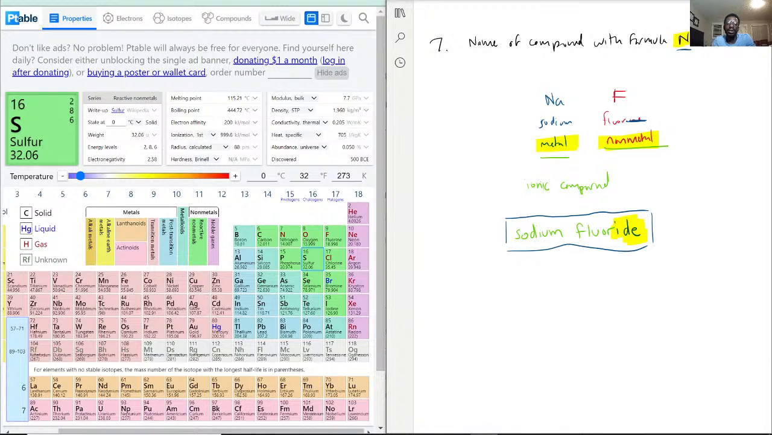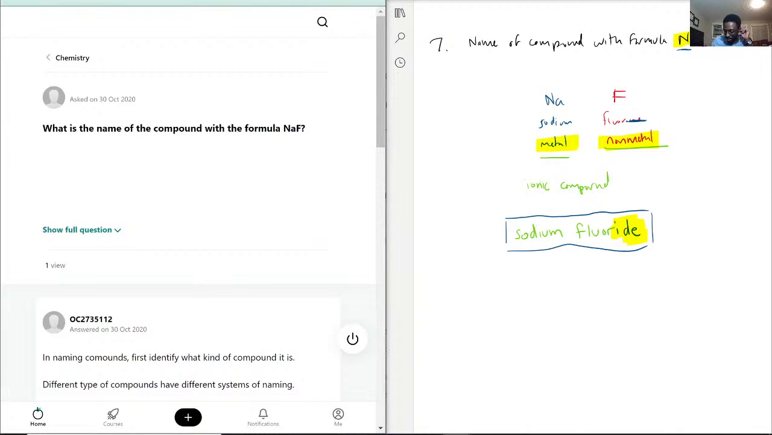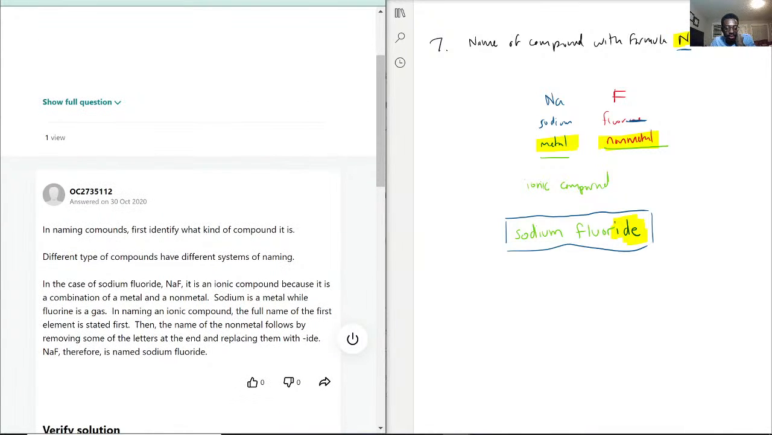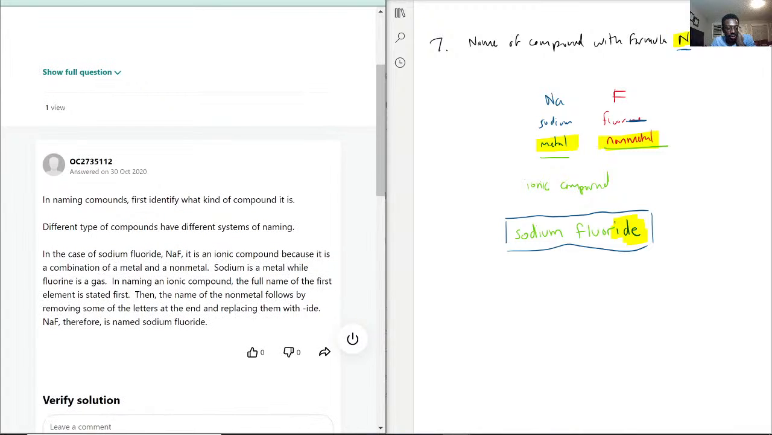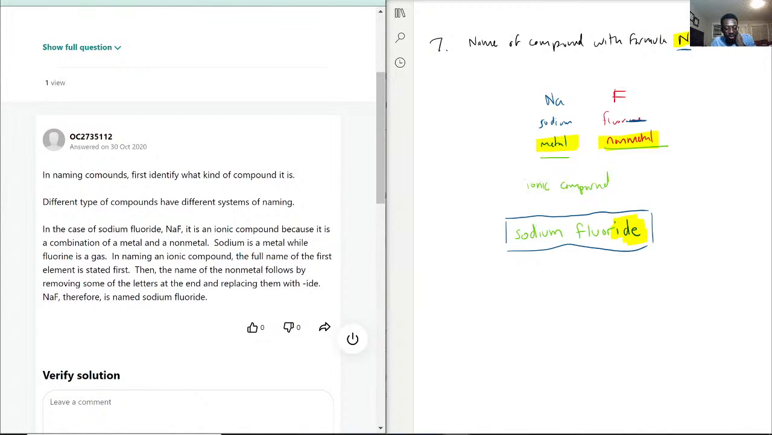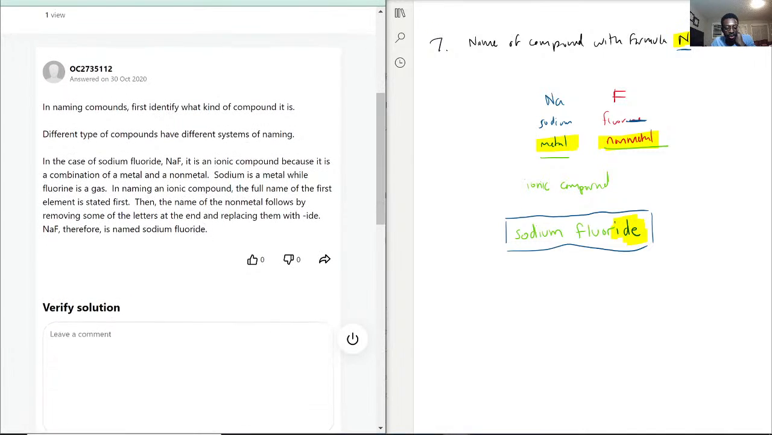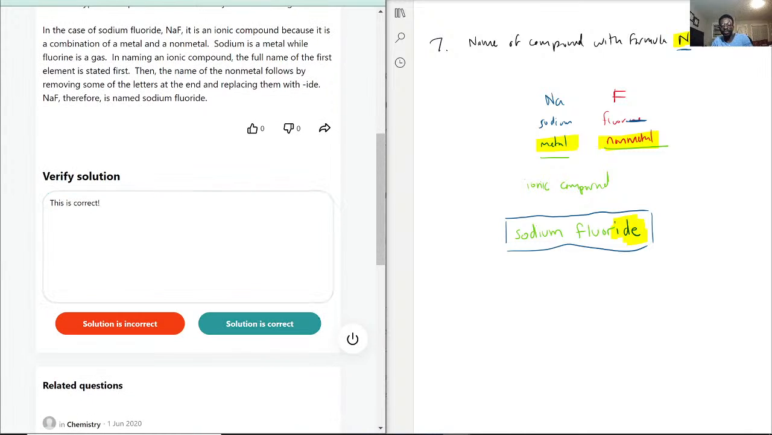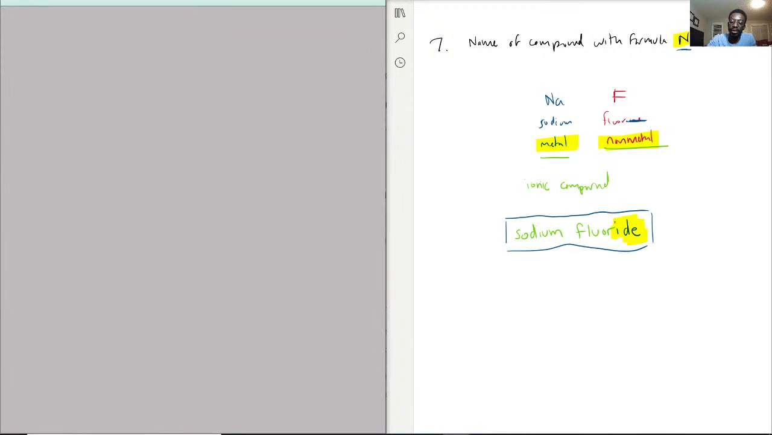Okay, let's see if we got that correct. Exactly, we identified it. We said it was an ionic compound, because it has a metal and a non-metal. So exactly, you want to drop those three letters and replace with IDE. So we have sodium fluoride, and that is indeed correct. Okay, so we move on to question 8 now.